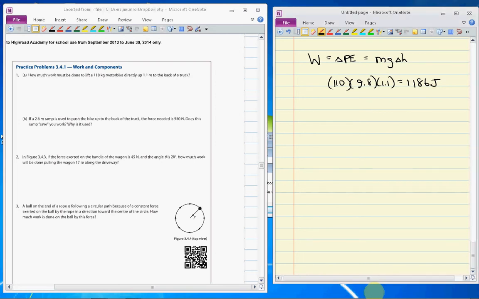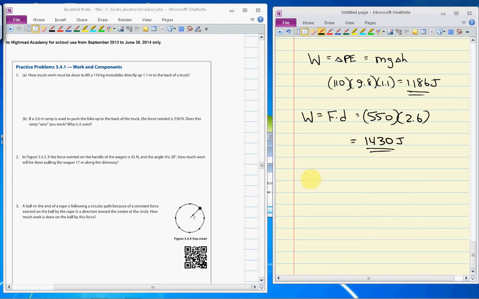In part B, it wants to know why we would even bother, basically, because it says if a 2.6 meter ramp is used to do the same job, so work, remember, is equal to force times distance. It tells us what the force is that is required, 550 newtons, and the distance is 2.6, so the work in this example is 1,430 joules. So that's more work, 1,430 compared to 1,186. So why would we want to do more work?